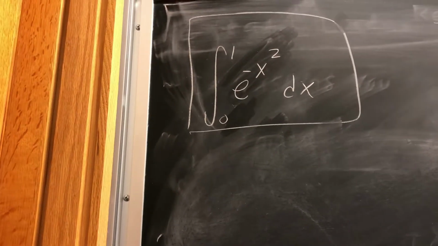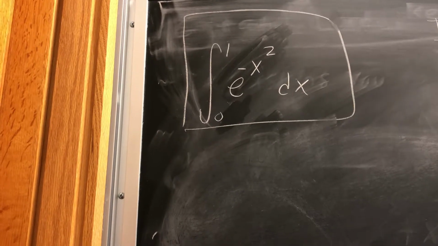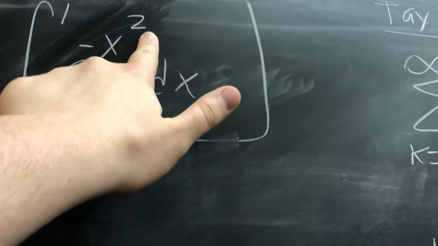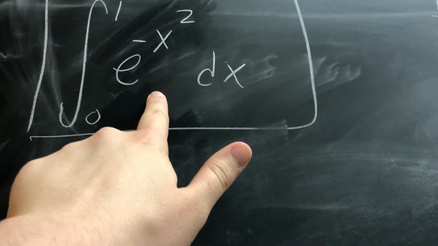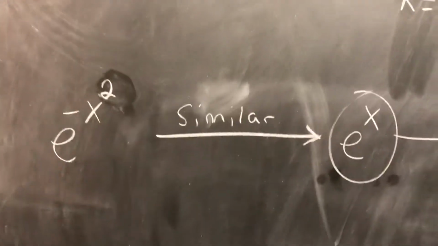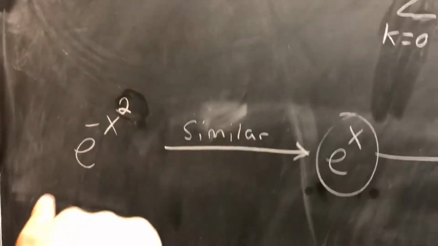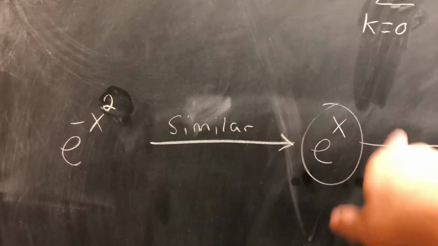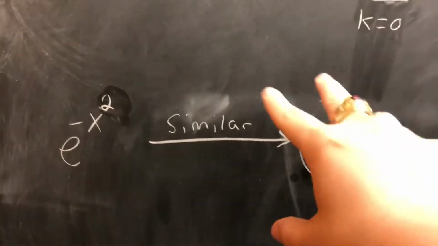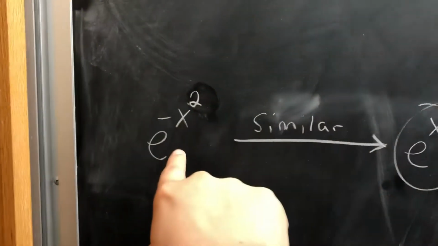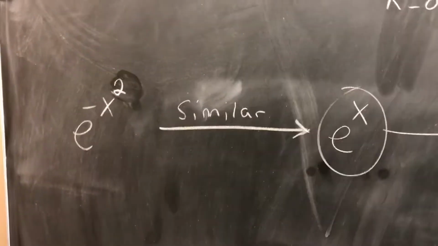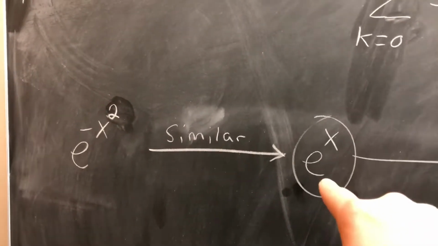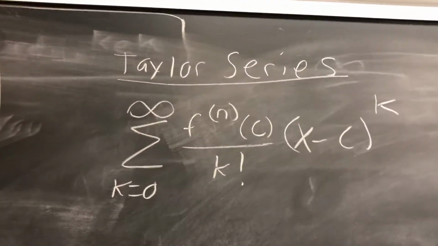Well, as it turns out, if you can remove some of this weird stuff right here, the -1 and the squared, you're just left with e to the x, right? And so they're kind of similar. E to the -x squared is pretty similar to e to the x. So if we can do something with e to the x, which we know how to integrate, and we know a lot about e to the x, we don't know a lot about that.